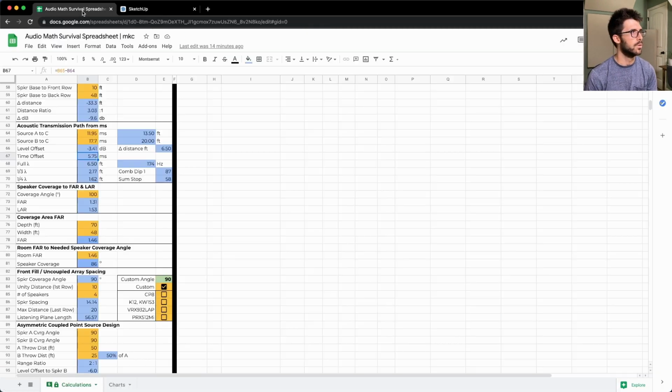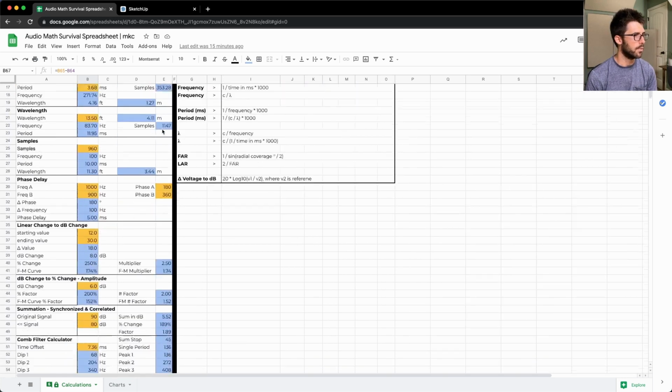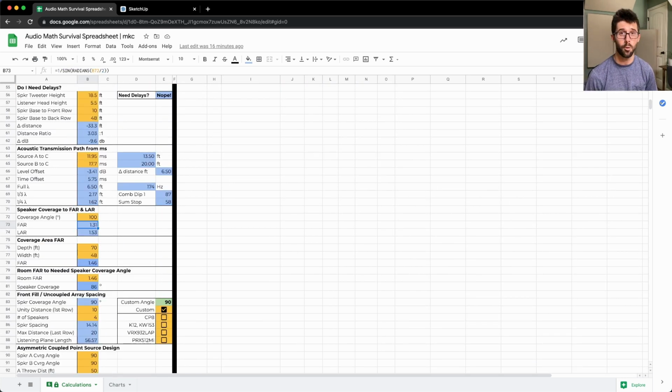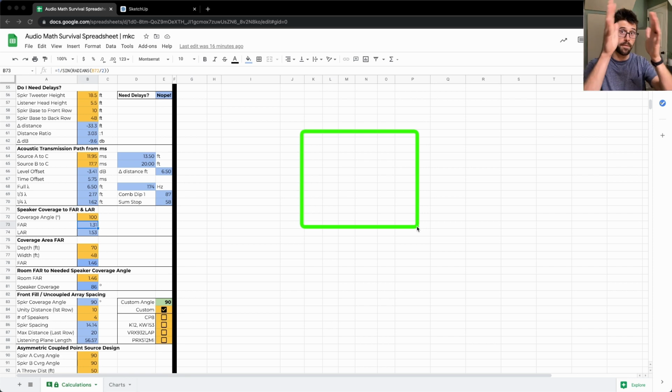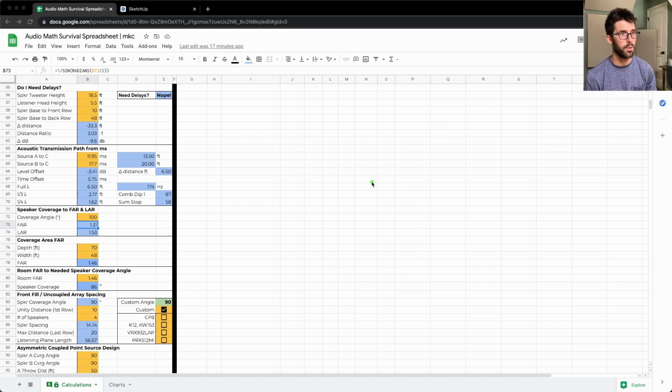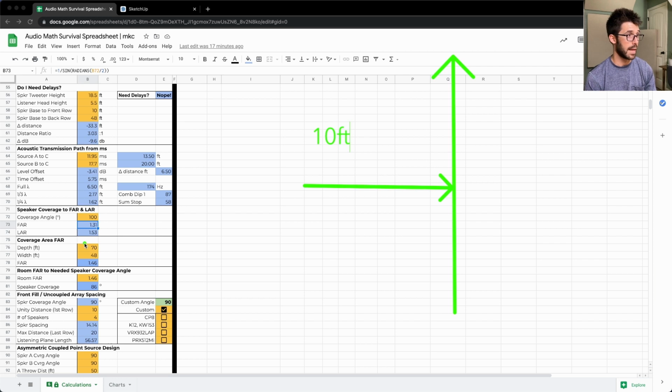But now let's go back to the spreadsheet. I'm going up here to speaker coverage to FAR and LAR. So forward aspect ratio talks about if we were to draw a rectangle that would encompass the kind of fan-shaped coverage of a speaker, what would be the length and width to get a ratio for that speaker coverage. And lateral aspect ratio means if a speaker is throwing a certain amount of distance, what would be the coverage across a flat surface if we're hitting that. So if a speaker is throwing 10 feet and we have a LAR of 1.53, that means the width of it would be 15.3. So that would be our multiplier there.